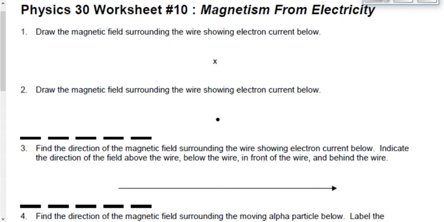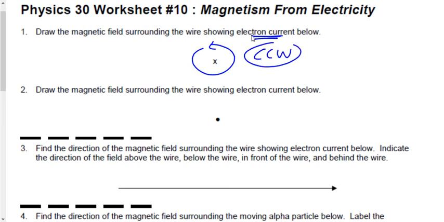Taking a quick look at number 1 and 2 here. Number 1 says draw the magnetic field surrounding an electron current below. Electron current means it's negative particles. The X means it's going into the page. So we'd say thumb into the page. Fingers are going to go counterclockwise. Now there are multiple circles here, but if we're just trying to determine the direction, we only need to draw one of them.